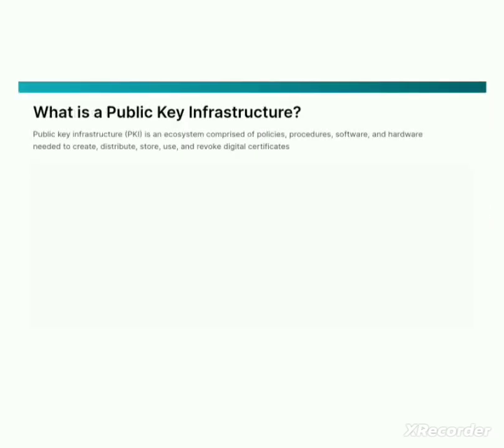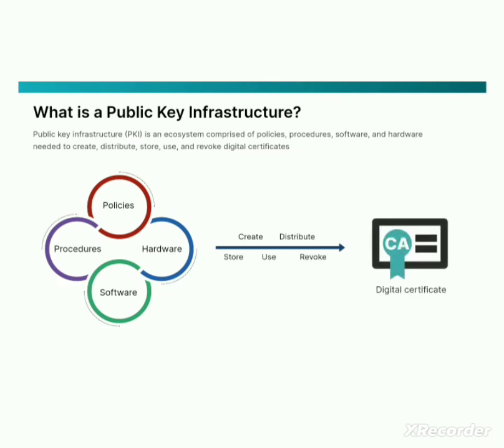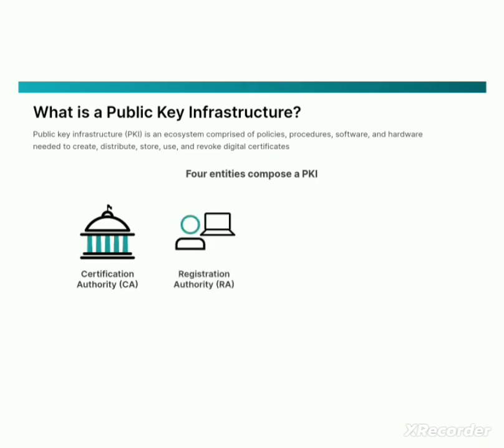Public key infrastructure, PKI, is an ecosystem comprised of the policies, procedures, software, and hardware needed to create, distribute, store, use, and revoke digital certificates. A certificate is revoked when it is no longer trusted. Consequently, the content in the revoked certificate, such as a public key, is rendered void. Four entities compose a PKI: a certification authority, CA, a registration authority, RA, a directory server, and an end entity.